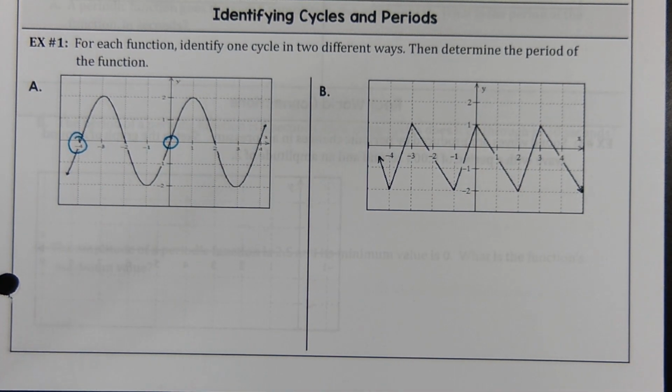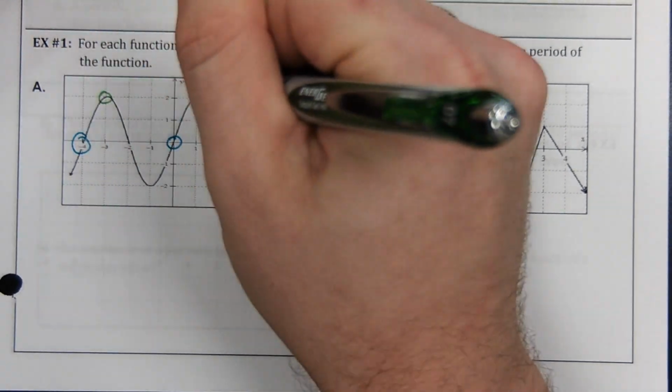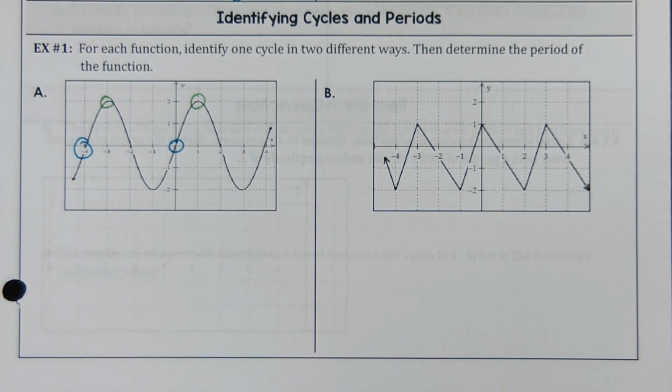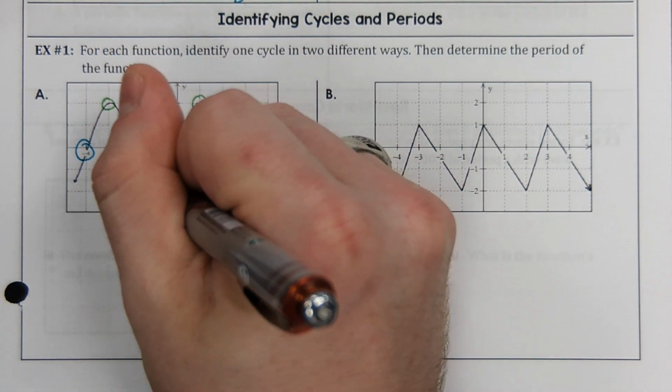Yeah, Adi? He says peak to peak, but maximum to maximum. So from max to max is also a period length. And what's one more? Somebody else, Sebastian? Minimum to minimum is another way.